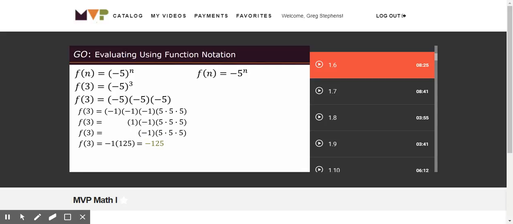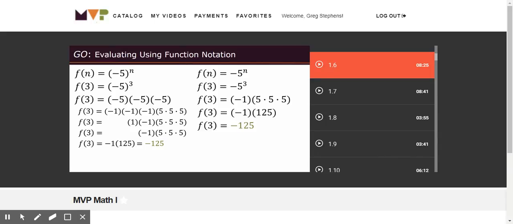When the expression is f of n equals negative 5 to the third without the parentheses, the exponent n applies only to the 5. In expanded form, f of n equals negative 5 to the third, which equals negative 1 times 5 times 5 times 5, which equals negative 125. In this example, the parentheses did not change the answer, but you may want to think about when the two functions would get different answers.